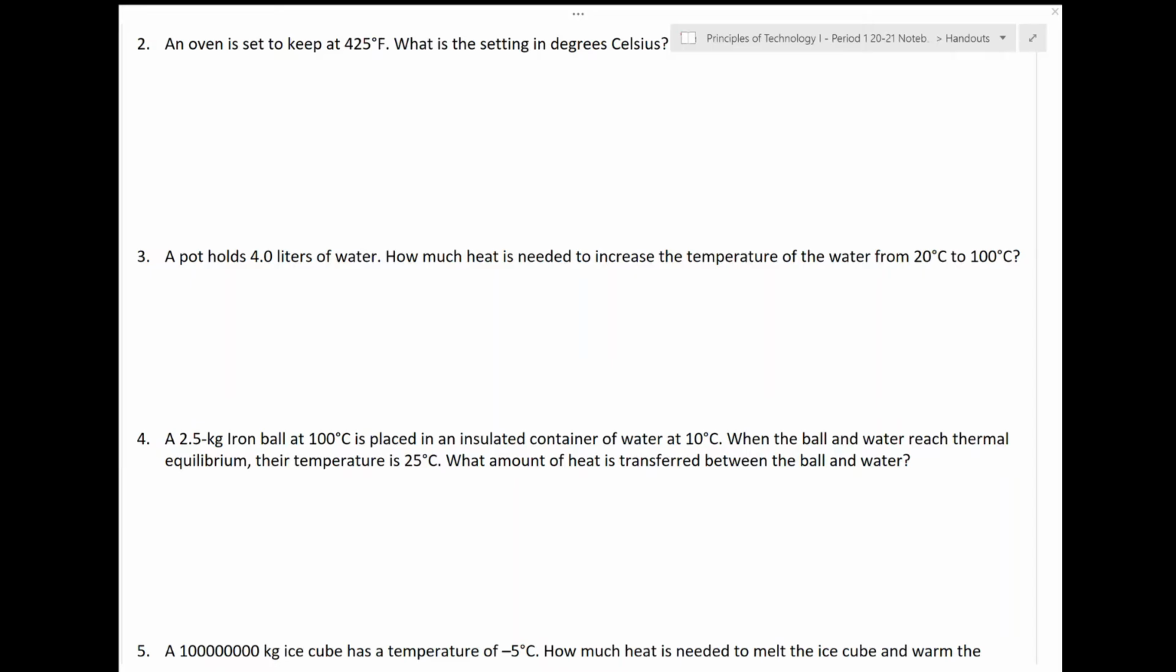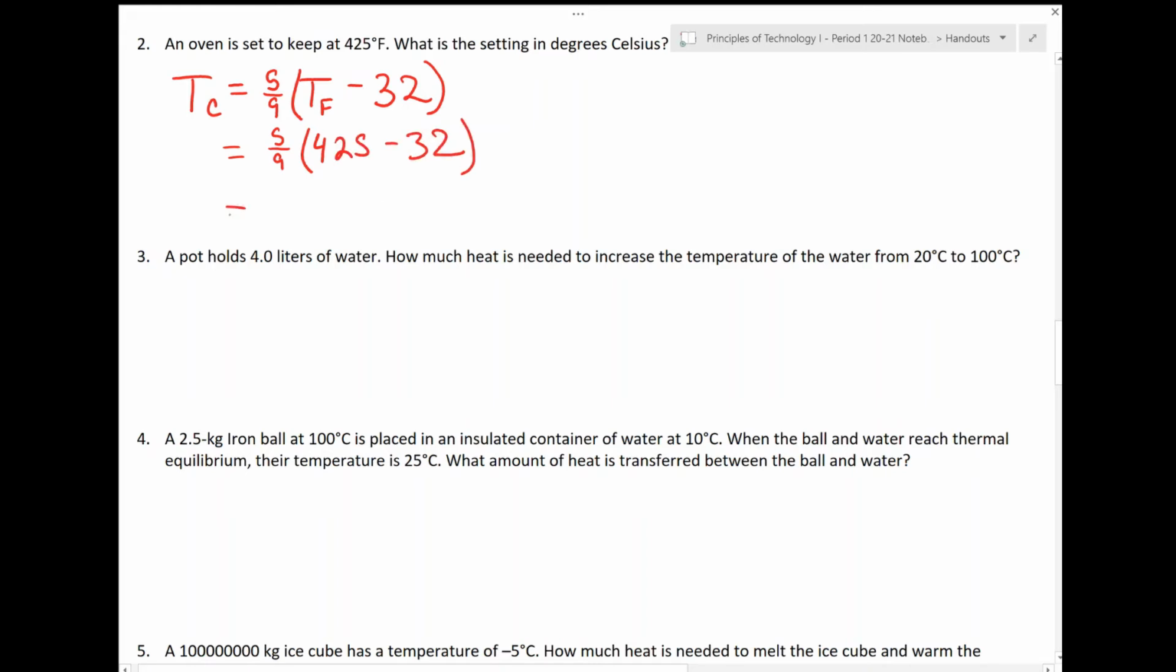Number 2 says an oven is set to keep at 425 degrees Fahrenheit. What is the setting in degrees Celsius? For this problem, we're going to use the equation temperature in Celsius is equal to 5/9 times the quantity of the temperature in Fahrenheit minus 32. Making our substitution, we get 5/9 times the quantity of 425 minus 32. Calculating this out, we get 218.3 repeating degrees Celsius.